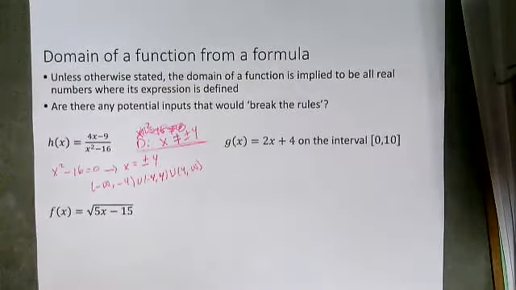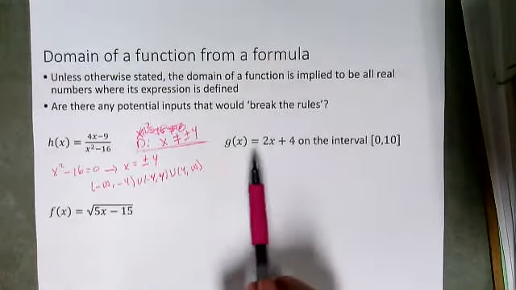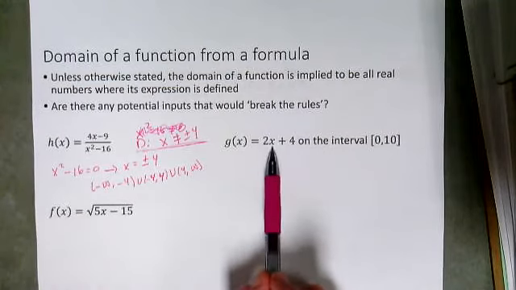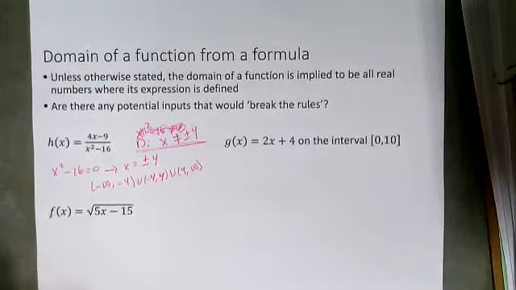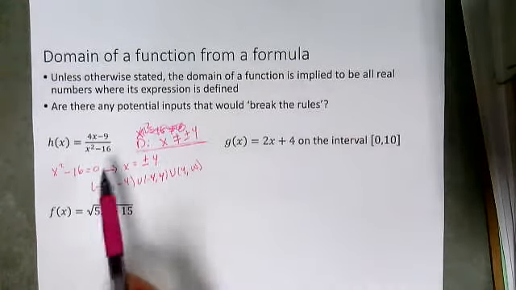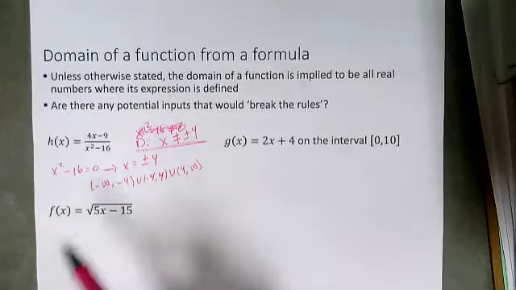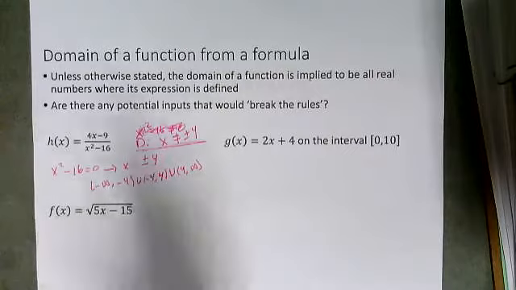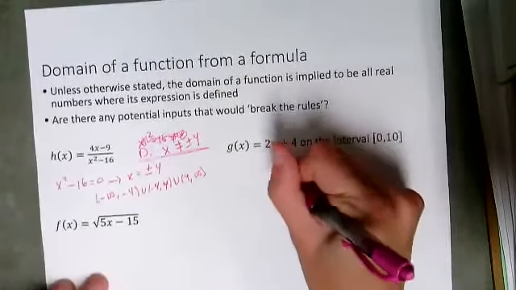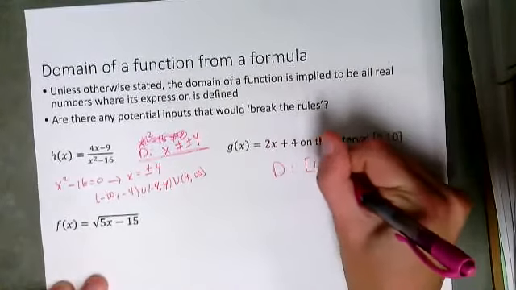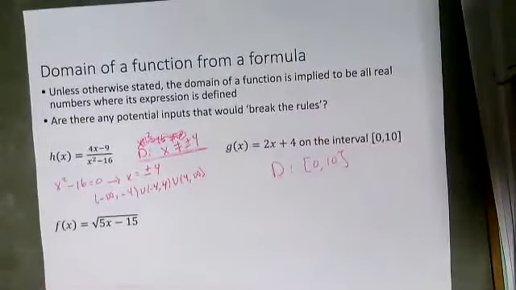So that's h of x. Let's look at g of x. G of x is equal to 2x plus 4 on the interval 0 to 10. Domain on this guy. Are there any problems with this function? When I say problems, like this one with the fraction, you can't have 0 in the denominator. This one is just a line. So no matter what input value you choose, you're going to be defined everywhere. So this is just a line, so its domain is going to be 0 to 10. It's going to be that interval. There are no problems, no rule breakers.